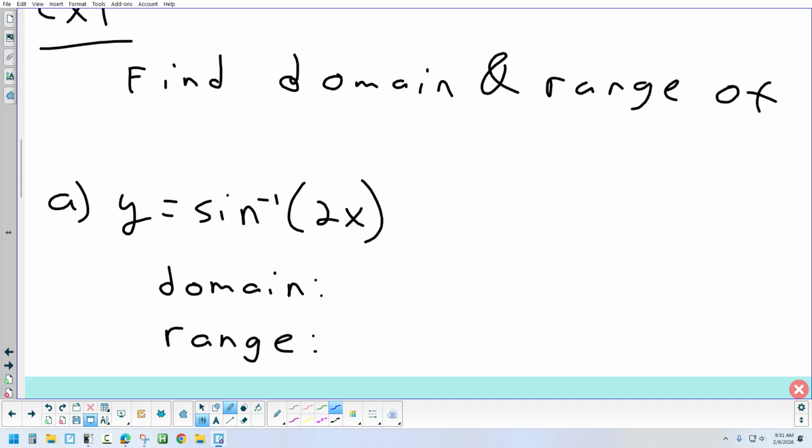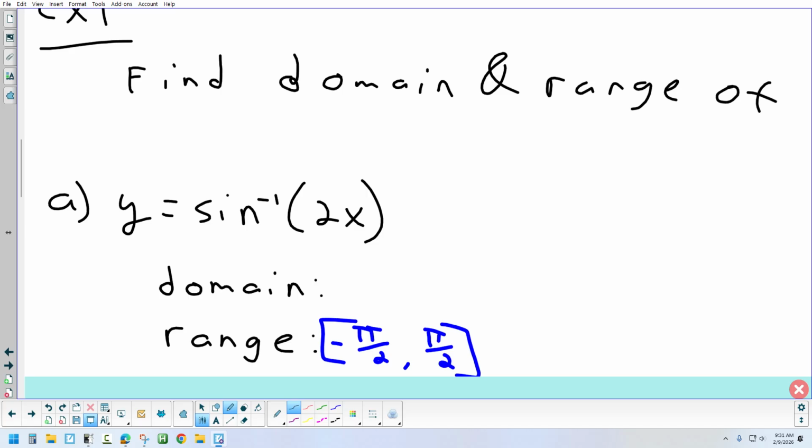What is the range of inverse sine? Negative pi over 2, positive pi over 2. Yep. You don't have to do that one first. I like to do the one that doesn't change. Okay. And my domain.